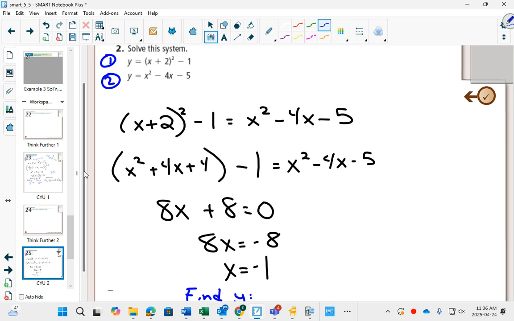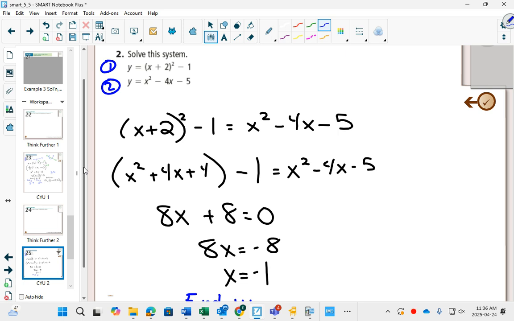And you can go to either equation. Maybe I'll use the first one. That's minus 1 plus 2, 1. 1 squared would be 1. 1 minus 1, 0.